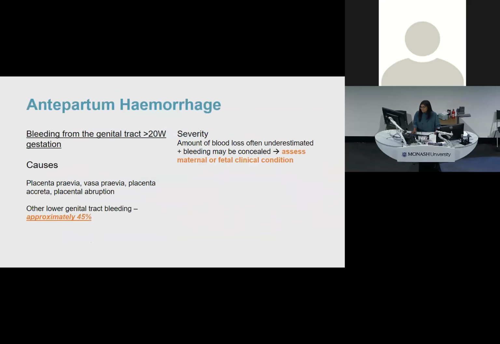So antepartum hemorrhage is bleeding from the genital tract after 20 weeks gestation. The causes, you all know the placental abnormalities, but it's important in a real life situation to also know that approximately 45% of these people who present actually come for other lower genital tract bleeding from the cervix, the vagina, or outside. The severity is really hard to quantify, the blood loss, so you want to look at the maternal and the fetal clinical condition.